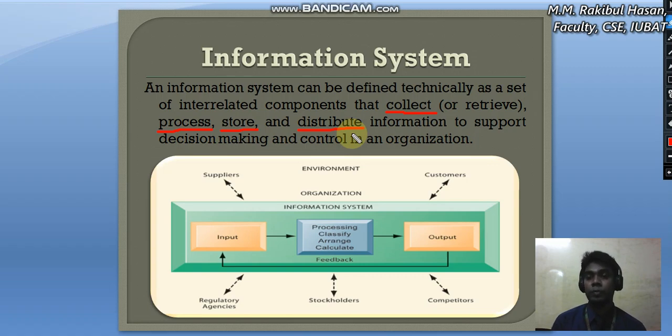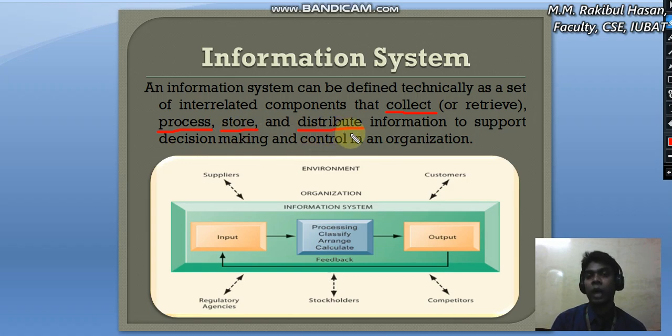If your computer device is connected through a network system, you will be able to distribute data to your different levels of management. So again I'm mentioning, to collect or to process data we need hardware and software. To store data we need database. To distribute data we need network. These are the four things.